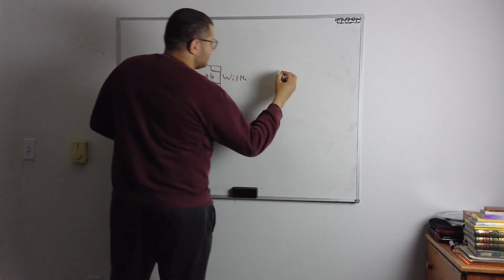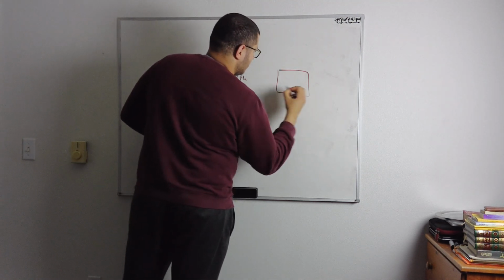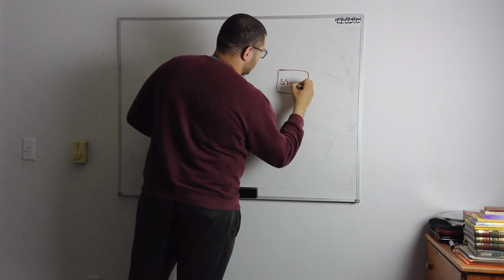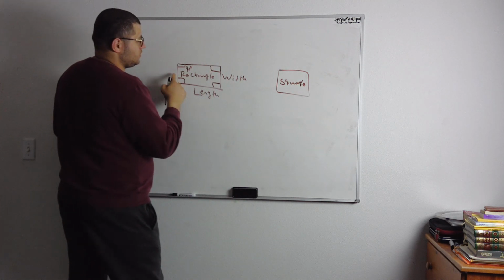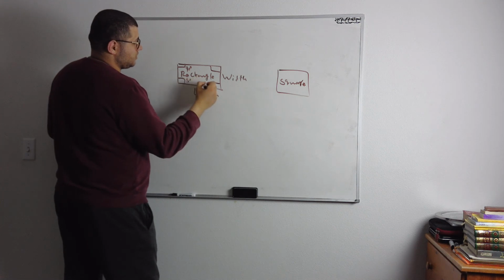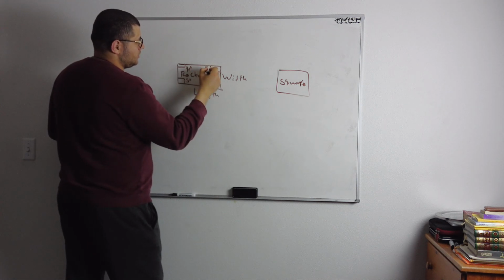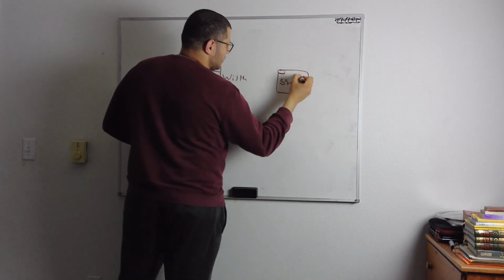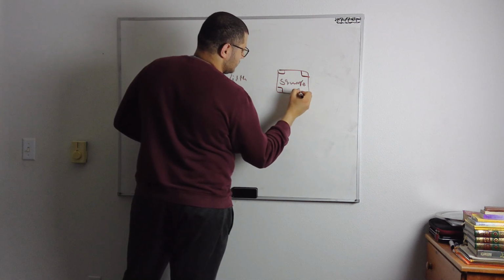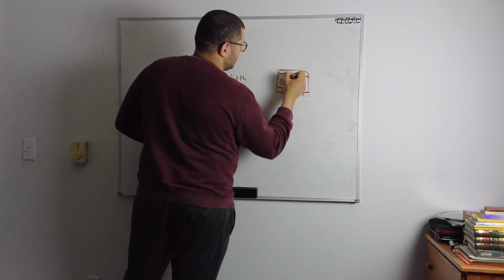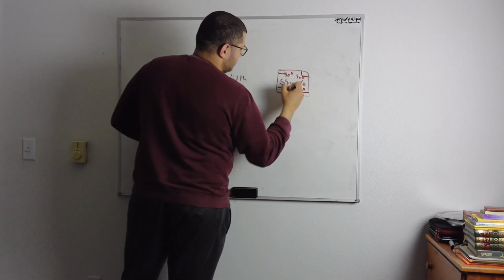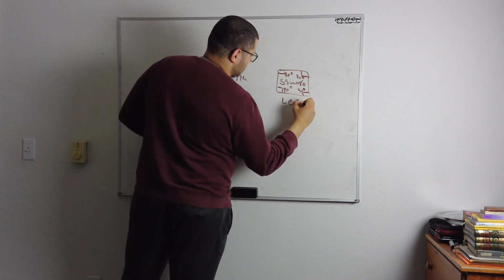Now we have a square on the other side. So these are 4 right angles. Each angle is a 90-degree angle. Same with the square: 4 right angles, and each angle is a 90-degree angle. Length again, width.